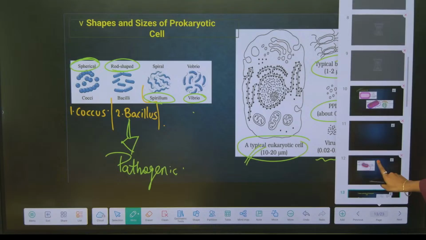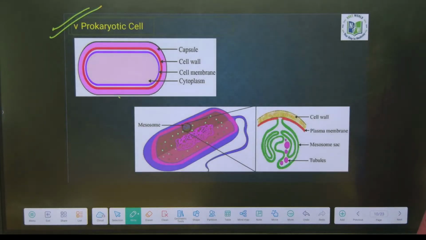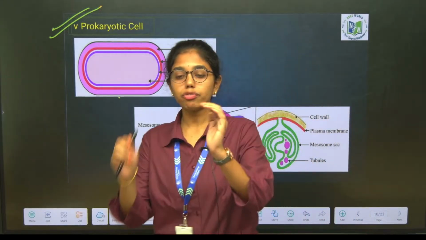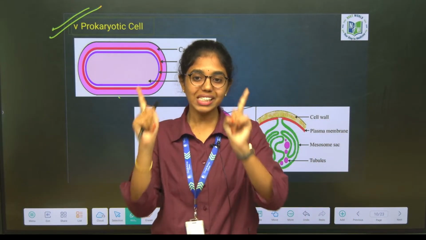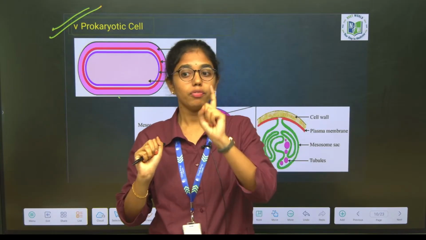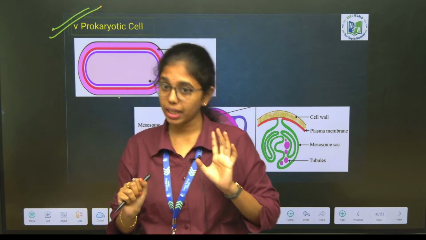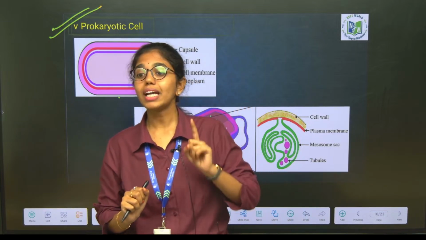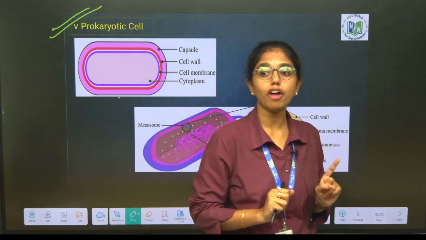Next we will get started with the prokaryotic cell. From the prokaryotic cell, what do we have to learn? You have to start learning from the cell envelope, which is the outermost covering, then go to the cytoplasm. First you cover the genetic material part, and then you look into the non-membrane bound organelles. What are the key characteristic features of the prokaryotic cell?